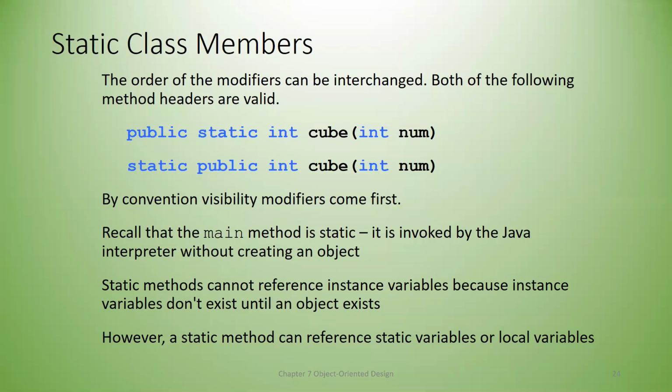Okay. And this is discussing what I just said. You can interchange them. By convention, visibility modifiers come first. Recall that the main method, by convention, has visibility modifiers first.